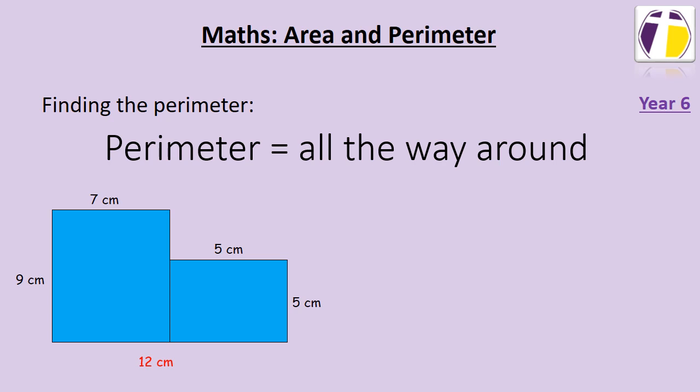We can also see a missing vertical length, and we can see that the left-hand edge of our shape is 9 centimetres. The right-hand edge is 5 centimetres, so knowing those 2 facts, 9 subtract 5, our missing vertical length must be 4 centimetres. To find the perimeter then, we add up all of our lengths. 7 add 4, add 5, add 5, add 12, add 9 gives us a total of 42 centimetres.